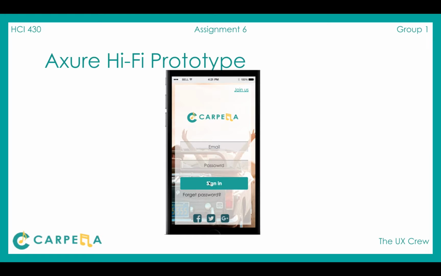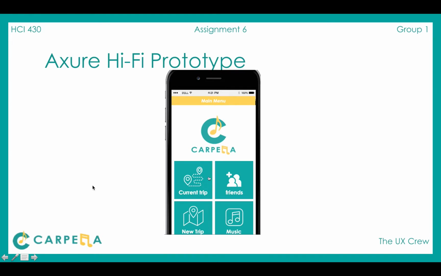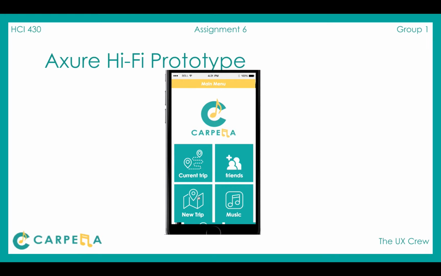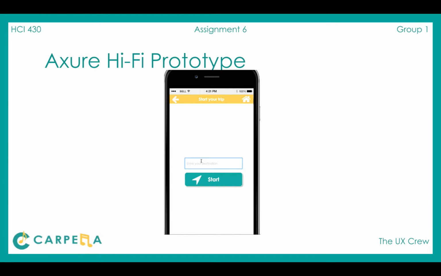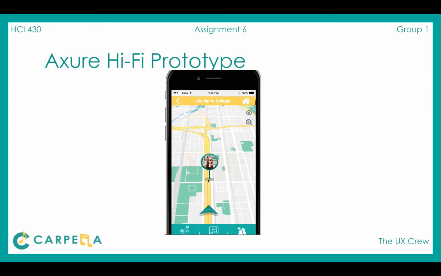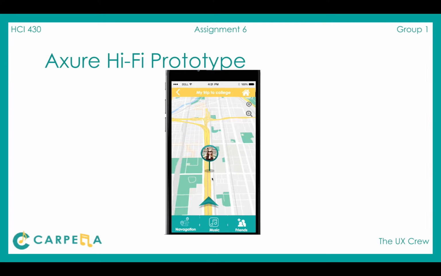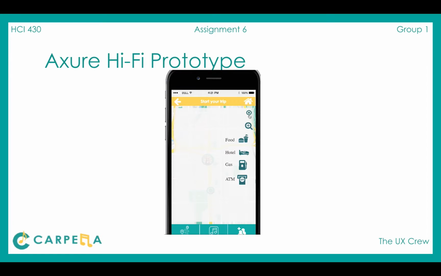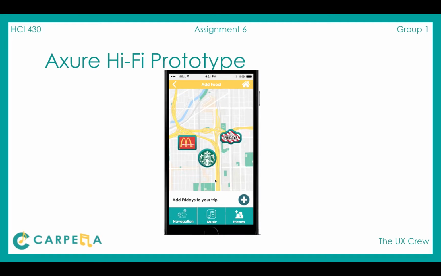So within that, this is what we came up with for our hi-fi prototype, and I'd like to show you some interactions within that. So basically, the user would sign in. They'd be able to pick a new trip, enter in their destination, and start. So while they're driving, they may want to add a new stop. So we click there, search, and within this we said find food. You'll see the place pop up, be able to click on it, and then add it to their road trip or to their trip.